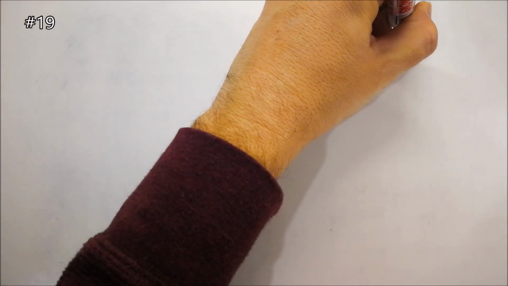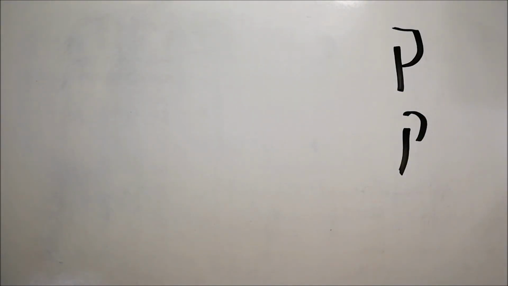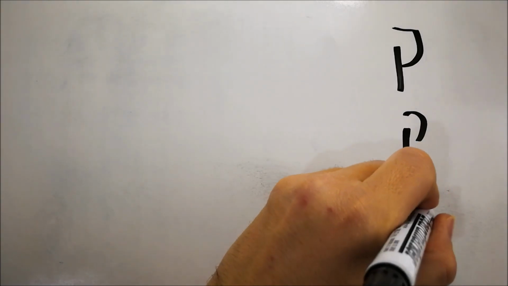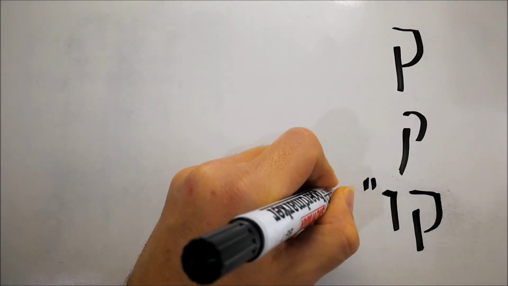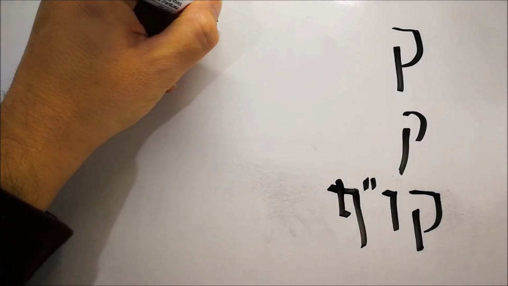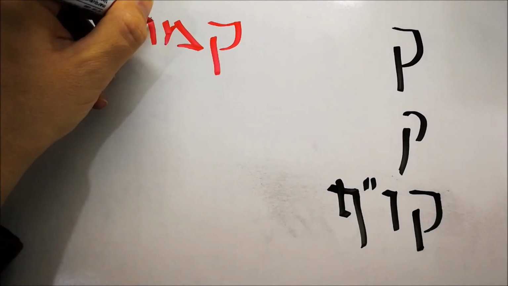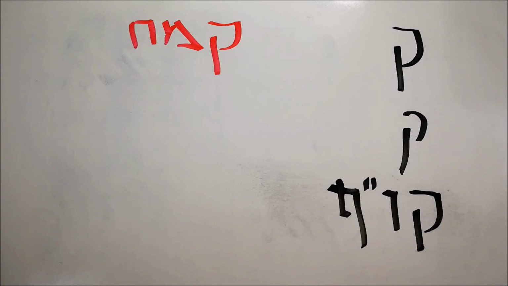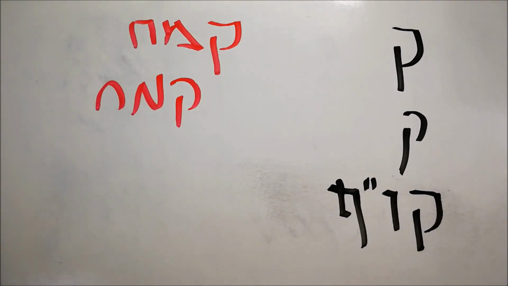The next letter is Kuf. This is how you write Kuf both in print and handwriting. A word example for the letter Kuf is Kemach. Kemach means flour in English.